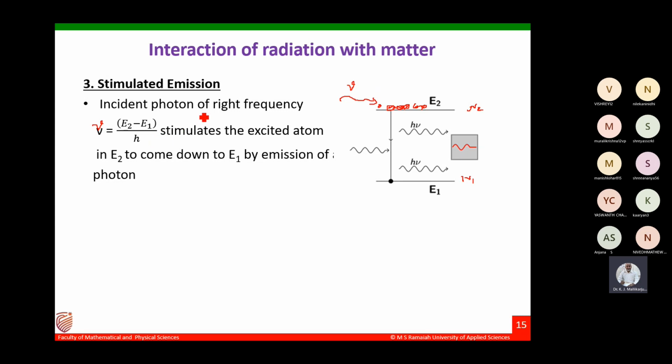At that point, what happens? This incoming incident radiation stimulates the atoms present in the higher energy level to make them go down. So if they absorb any energy, they need to go out now. Again, that's why we are very specific that we apply radiation in such a way that this nu is exactly equivalent to the energy difference.